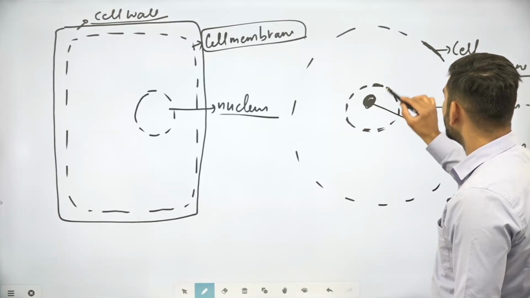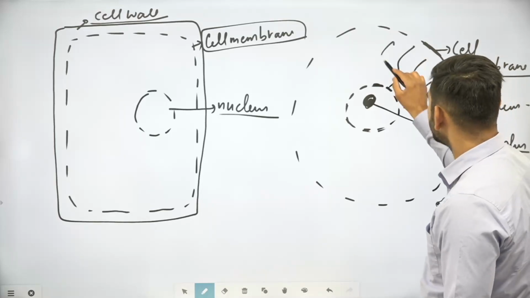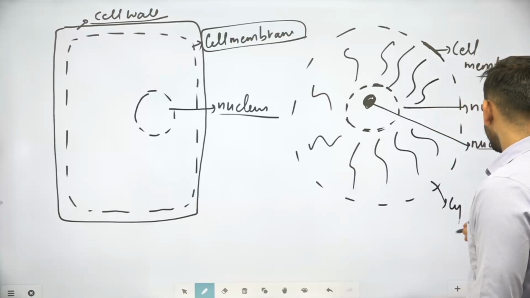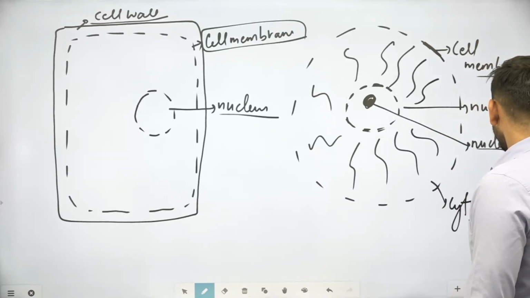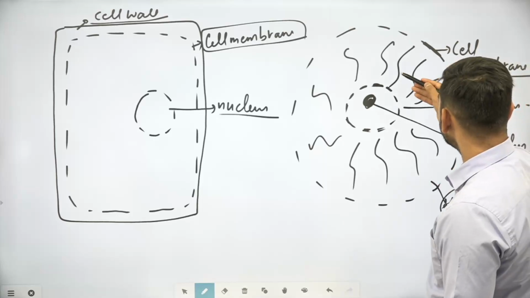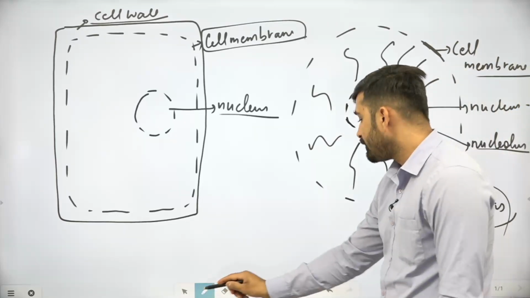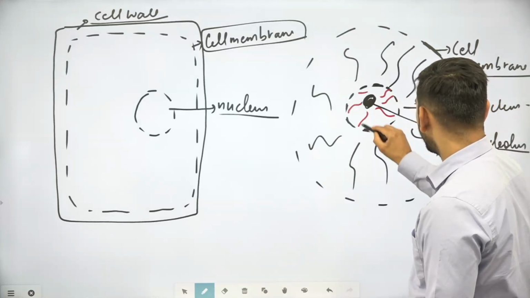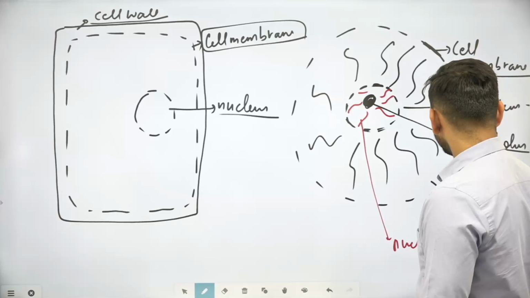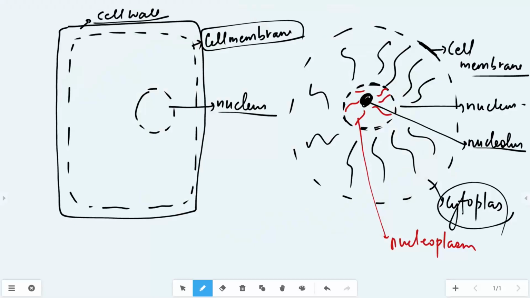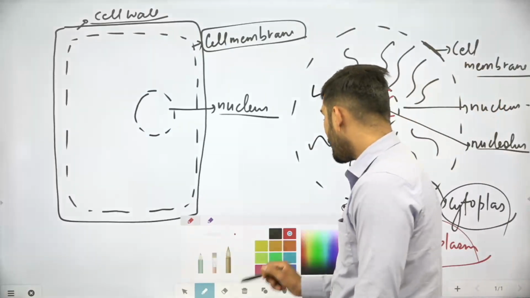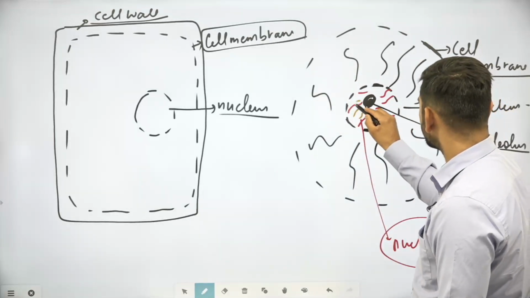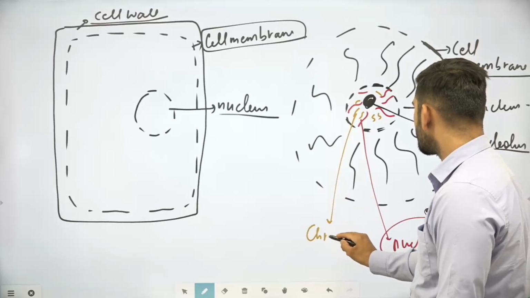Between both these membranes there is a jelly-type fluid, or a liquid, and this liquid is called cytoplasm. Beneath the cell membrane we have cytoplasm. Similarly, beneath the nuclear membrane we again have a jelly-like fluid, and this is called nucleoplasm. Further, inside this nucleoplasm there are small structures which are called chromosomes.